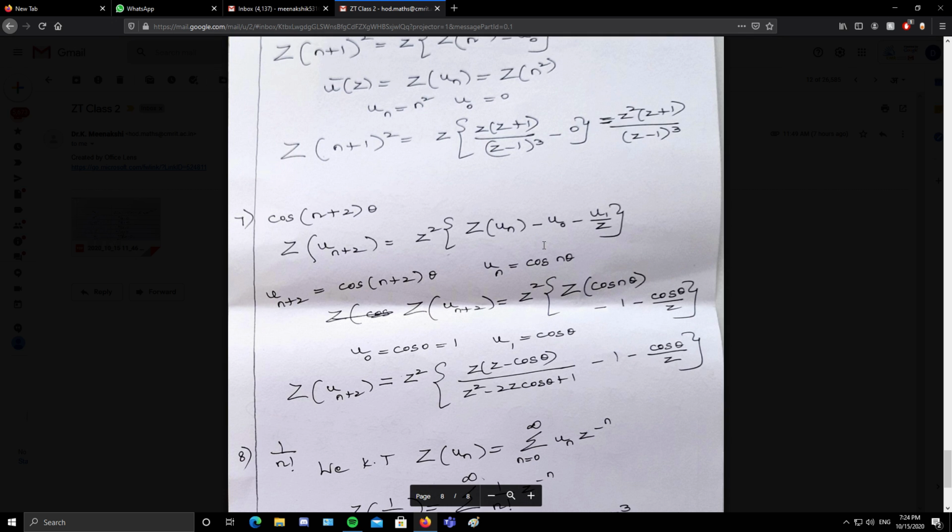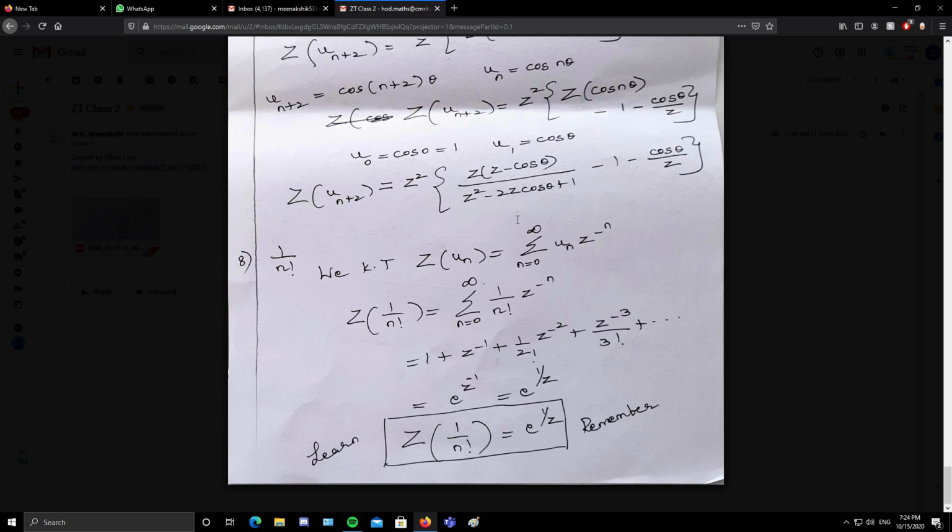So this Z transform is easy compared to Fourier transform. So you can easily get full marks in this topic.